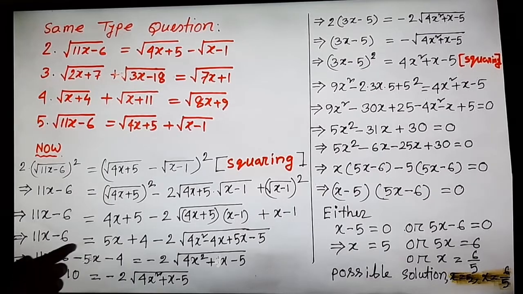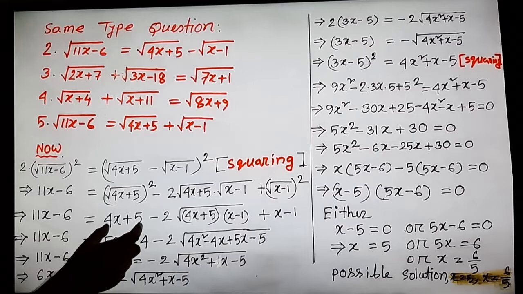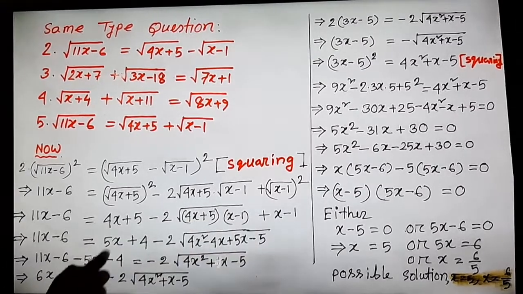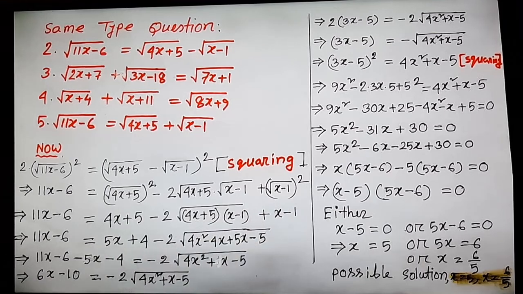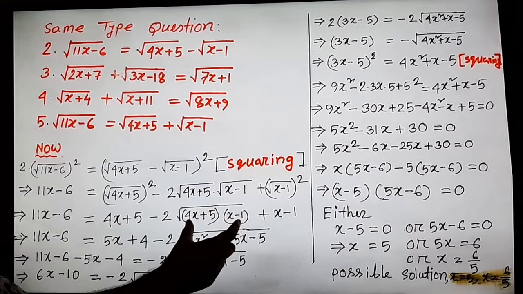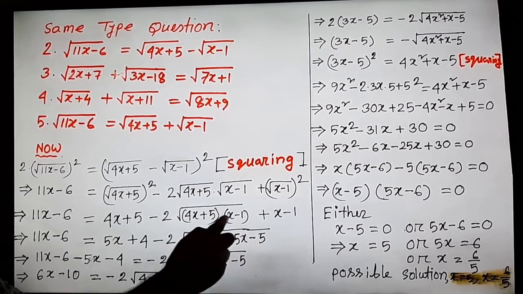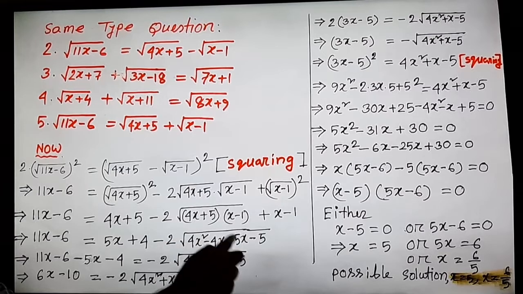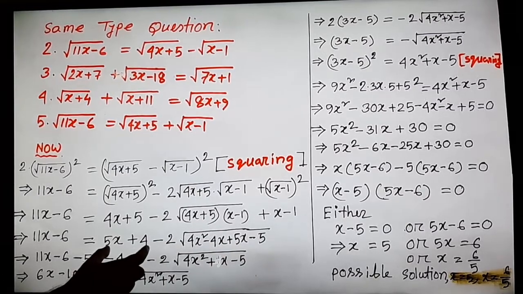So in the left hand side, no need for further calculation. 4x plus 5 x minus 1. 4x plus x is equal to 5x. 5 minus 1 is equal to 4. Then minus 2. Multiply the 2 brackets, it is equal to this: 4x square minus 4x plus 5x minus 5. Then 5x minus 4.